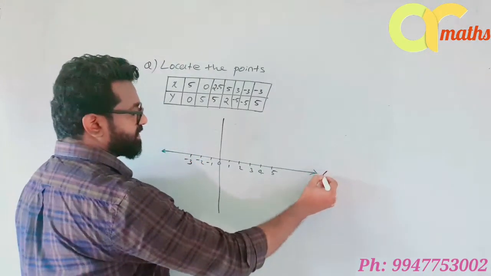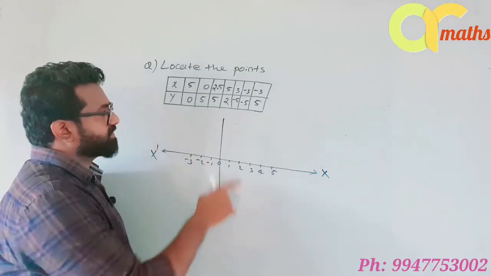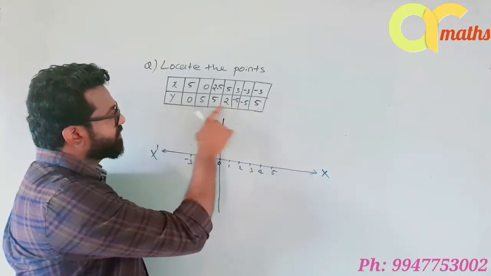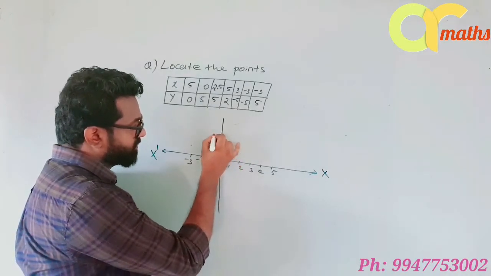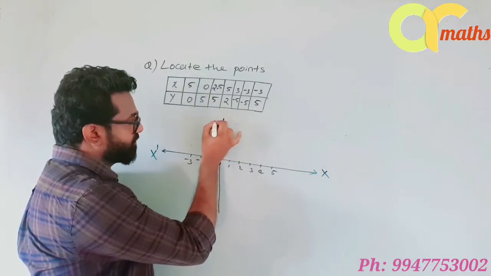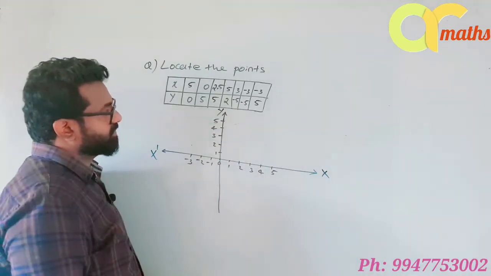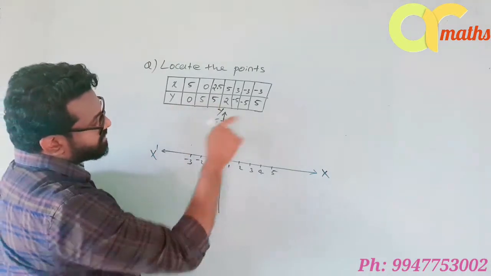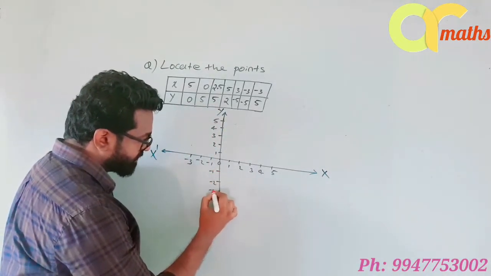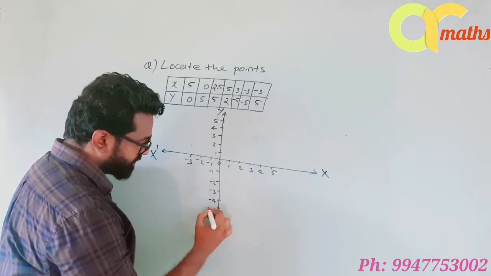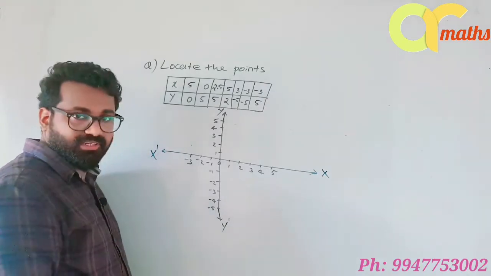So, this is x, here x dash. On y axis, what is the larger value? 5. So, we have to write up to 5: 1, 2, 3, 4, 5. This is y axis. Lesser value minus 5. So, minus 1, minus 2, minus 3, minus 4, minus 5. This is y dash. Clear.